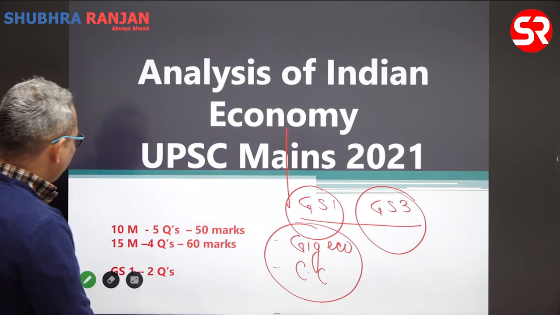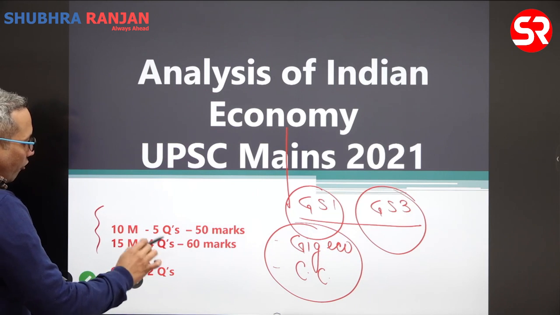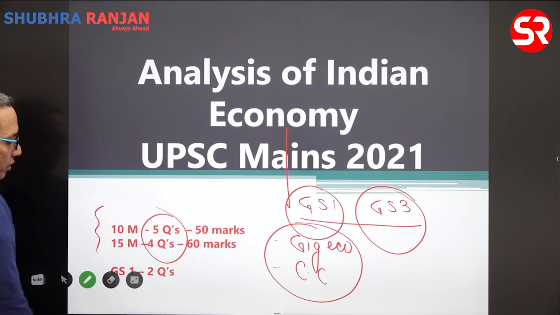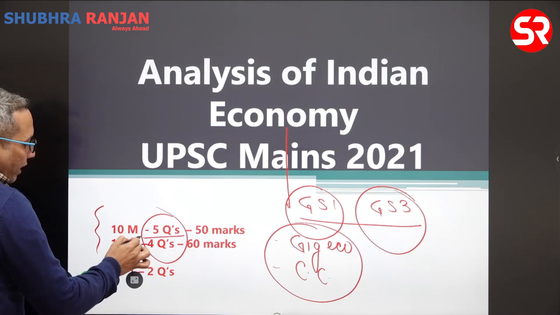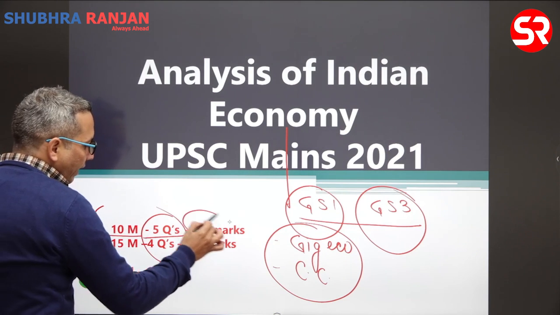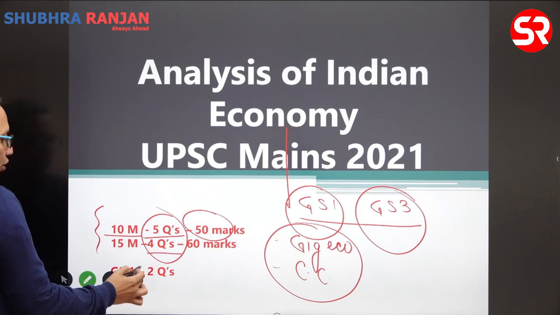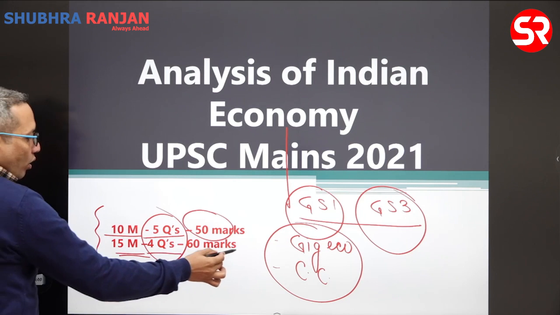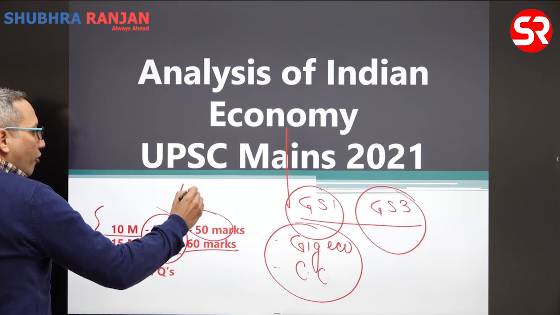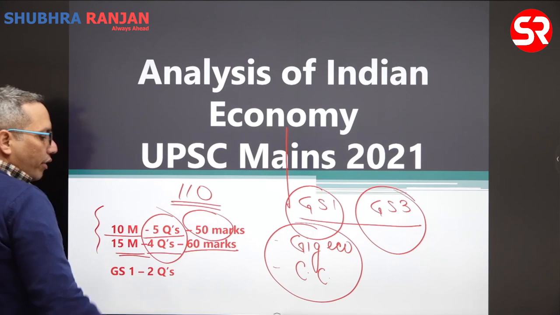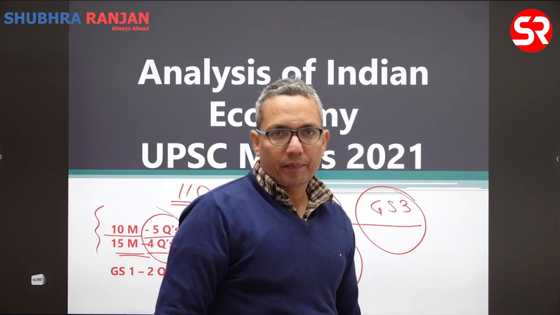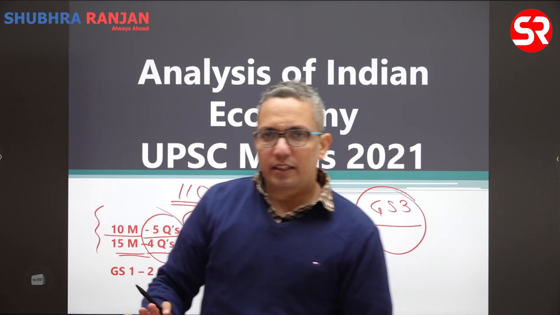In GS3, we got a total of 9 questions. There are 5 questions of 10 marks each, total 50 marks. And then there were 4 more questions of 15 marks each, total 60 marks. So overall, we got 110 marks of Indian economy out of 250. All right. Now let's start the discussion.